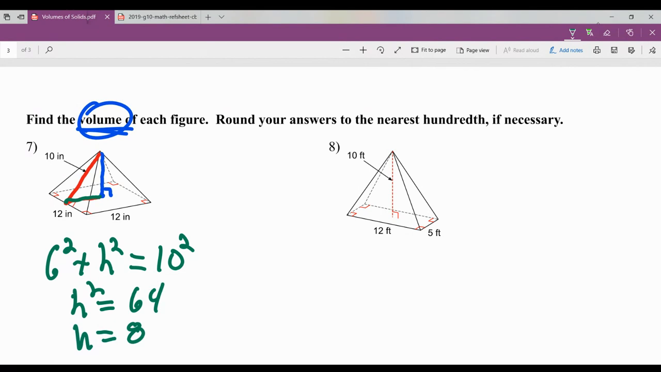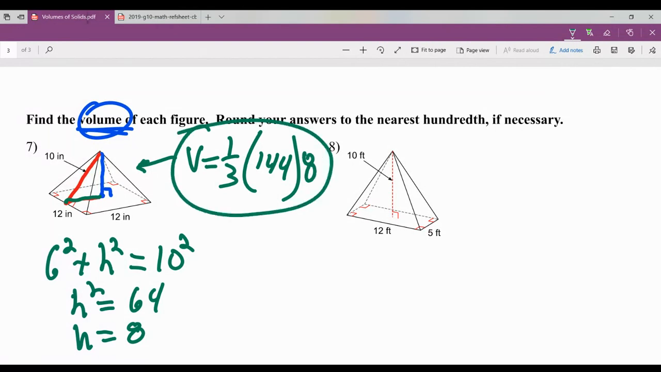So to find the volume of this figure, we've got volume equals 1/3. The area of the base is 144. The height, it turned out, was 8. There's our volume. Now, multiplying that out isn't that difficult, so I'll let you handle the multiplication: 144 times 8 divided by 3, there you go. And it would be in cubic inches.